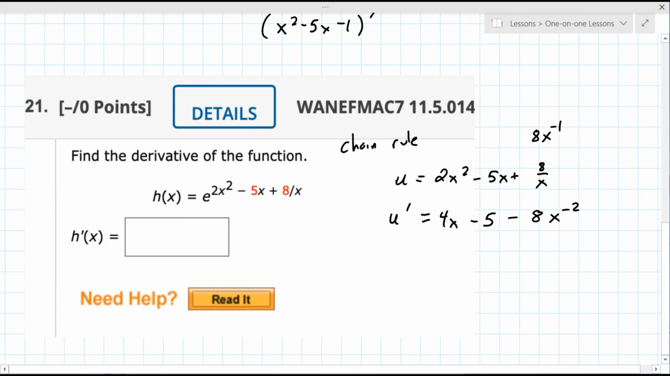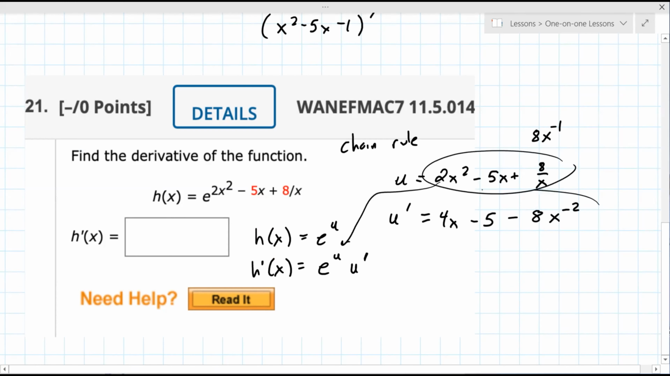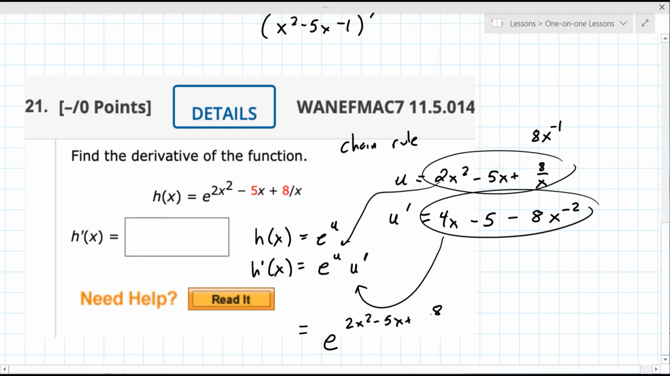So your original function here, your original function h of x, it's really now e to the u. So the derivative of that, just like in the previous problem, it's whatever the derivative of that is, but this time you always multiply by u prime. So we take this u right there, this u prime right there, and those come in. So we get e to the 2x squared minus 5x plus 8 over x. So basically the original function times the derivative of the exponent, the derivative of the exponent we just found. It's right here, 4x minus 5 minus 8x to the minus 2 power.